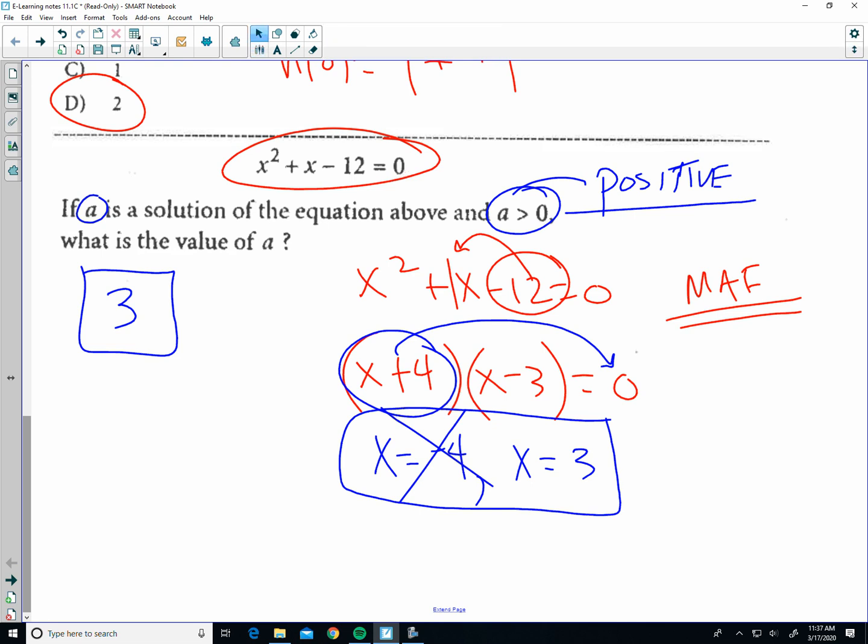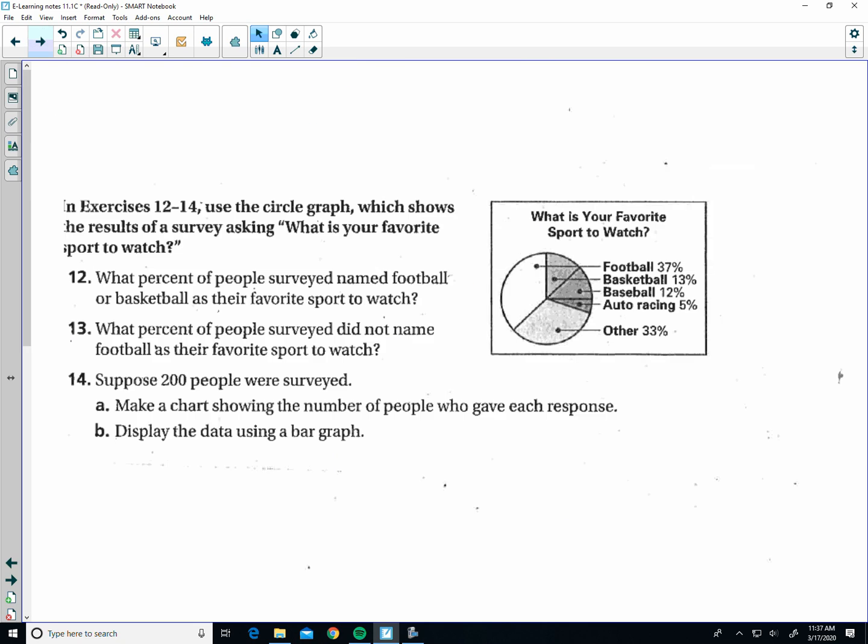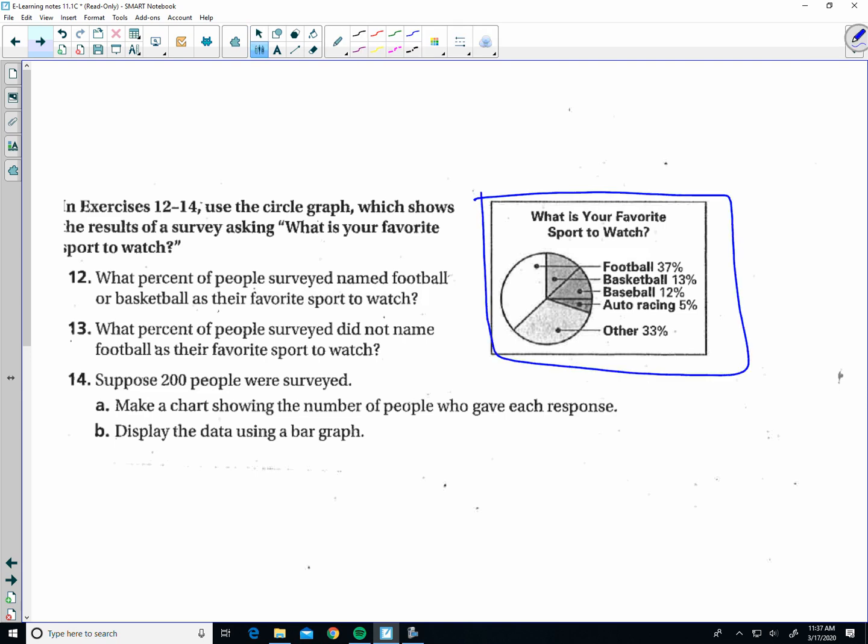All right, so what we want to do now is go back to what we were doing in the first two lessons, which were analyzing data and taking a look at different ways to represent data. And here we're trying to put it on the classic circle graph. So check out your circle graph and notice that they have broken down the circle into 5 distinct areas.